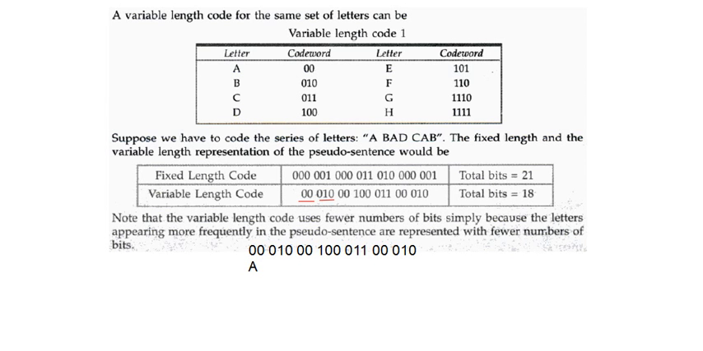Next again we receive binary 0. No letter is assigned with binary 0, so we will wait for the next bit. 0 1 is also not there in our dictionary. So again we will wait for the next bit. The next bit is 0. So 0 1 0 together, if you see, is assigned for letter B. So 0 1 0 is decoded as B.